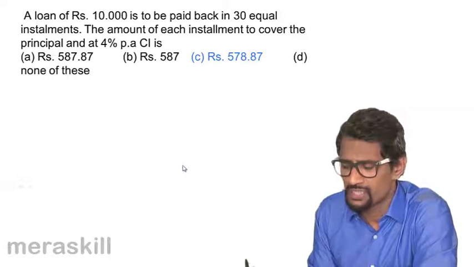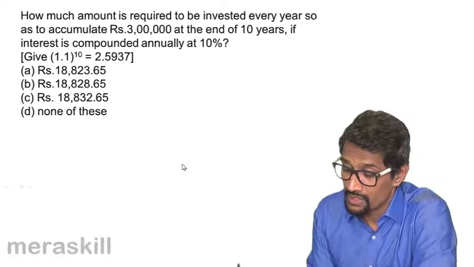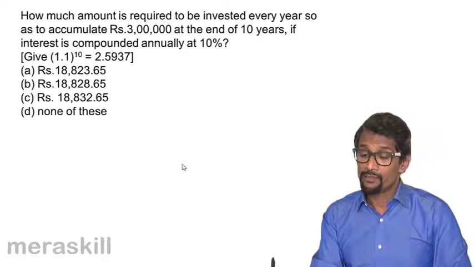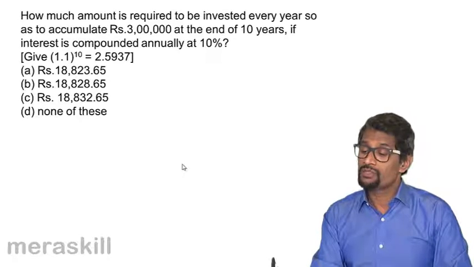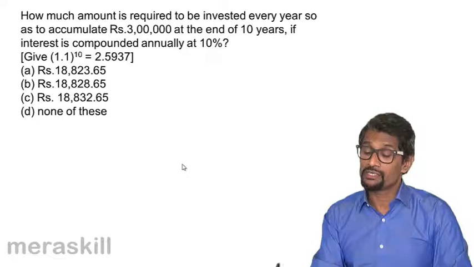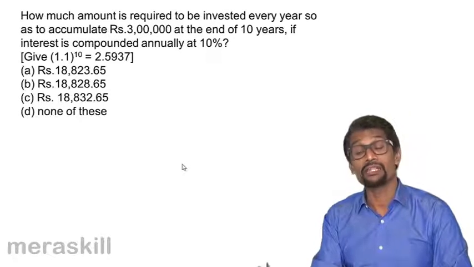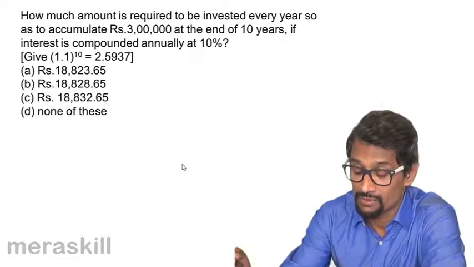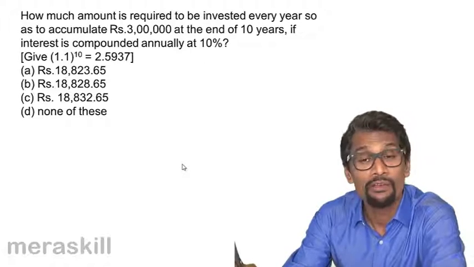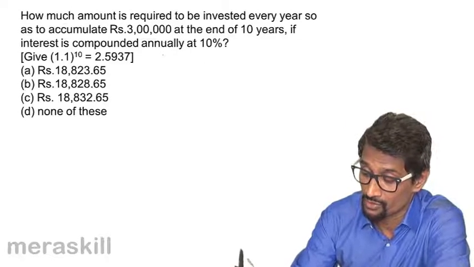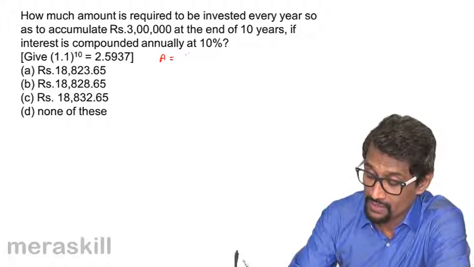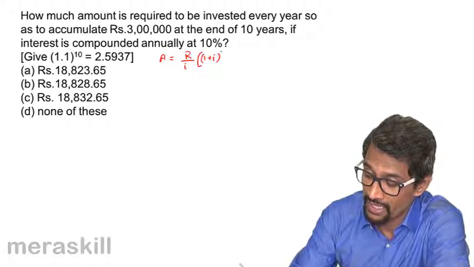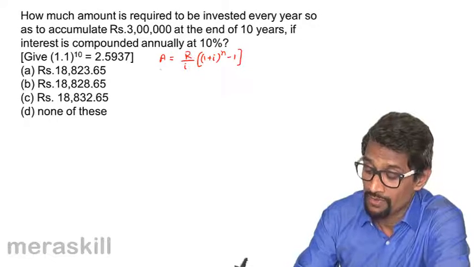This way we do a straight substitution of the values. Now, how much amount is required to be invested every year so as to accumulate 3 lakh at the end of 10 years if interest is compounded annually at 10%? Obviously it's a case of future value. The amount is R upon I into 1 plus I raised to n minus 1, and you need to find R.